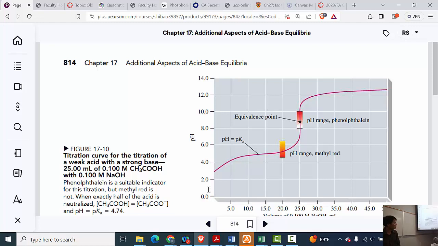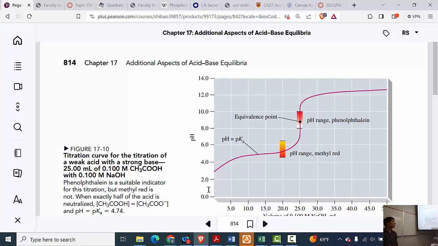And so this is going to limit the choices of indicator, but one indicator that works really well for this is phenolphthalein. And so in this titration, we're titrating acetic acid with sodium hydroxide, which forms sodium acetate. So the salt here is sodium acetate and water. The salt is basic, so that's why the pH is above 7 here.